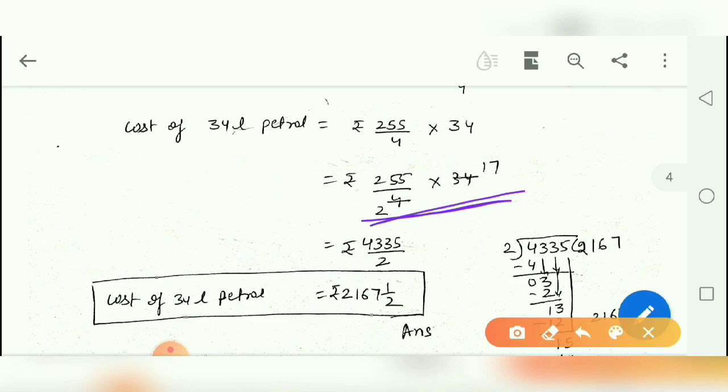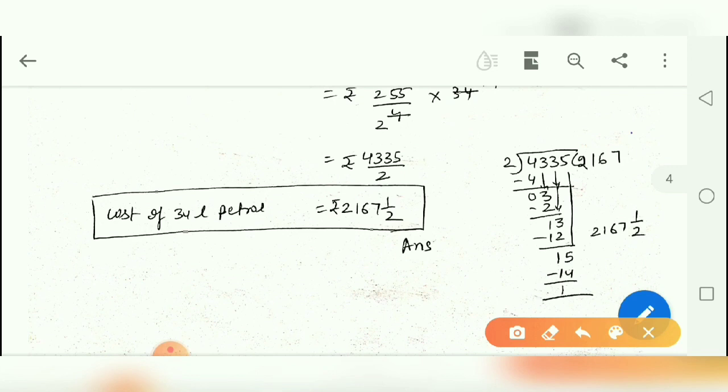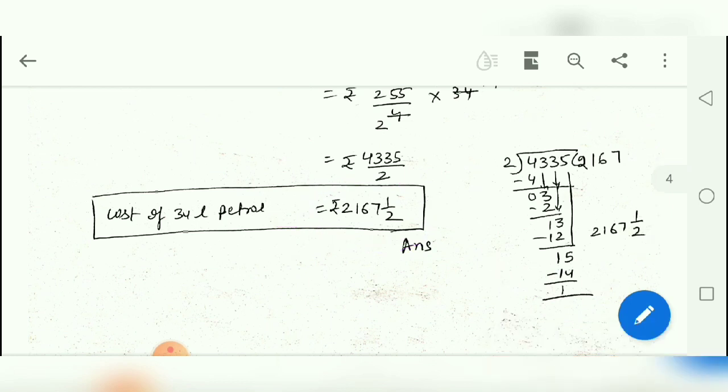255 by 4 multiplied by 34. After calculation we will get rupees 4335 upon 2. This is an improper fraction, so we will convert this into a mixed fraction like this. So here is the answer. The cost of the 34-liter petrol is rupees 2,167 and a half rupees.